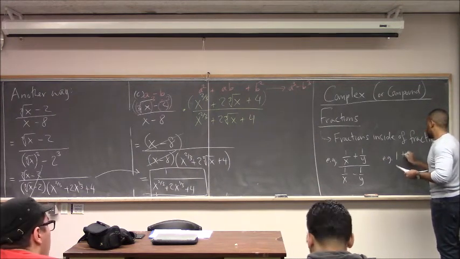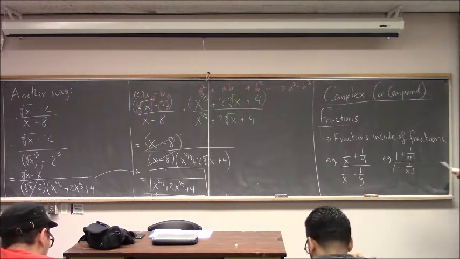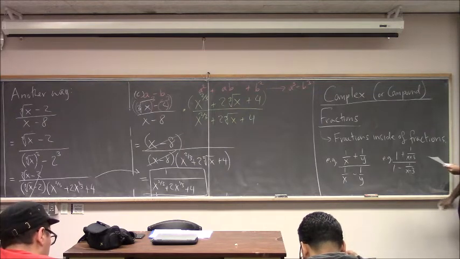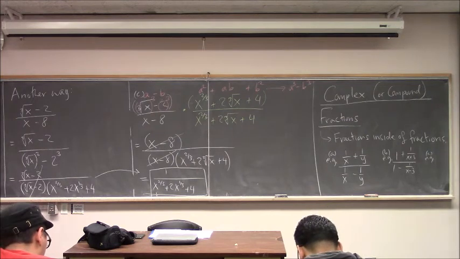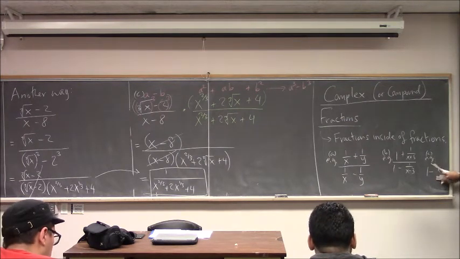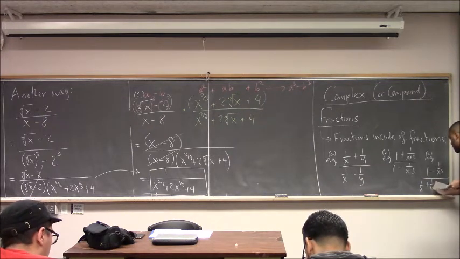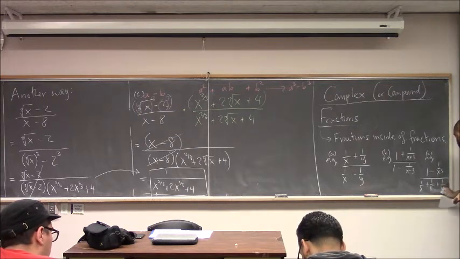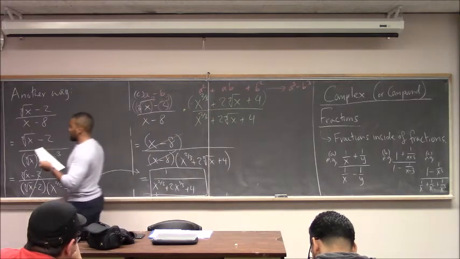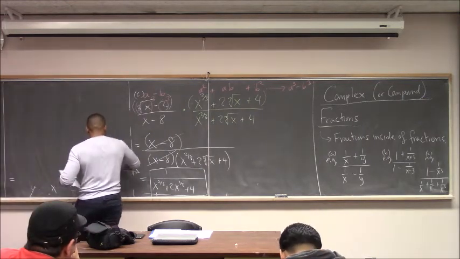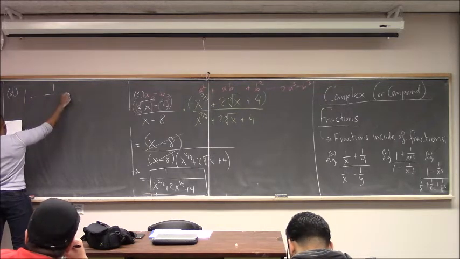Another example would be something like 1 plus 1 over x plus 3 divided by 1 minus 1 over x minus 3. I believe a problem like that was on the quiz recently. Another example we can do, say this is a. Something like 1 minus 1 over x cubed all over 1 over x plus 1 over x squared plus 1 over x cubed. Example, and we'll be done with this, 1 minus 1 over 1 minus 1 over x.